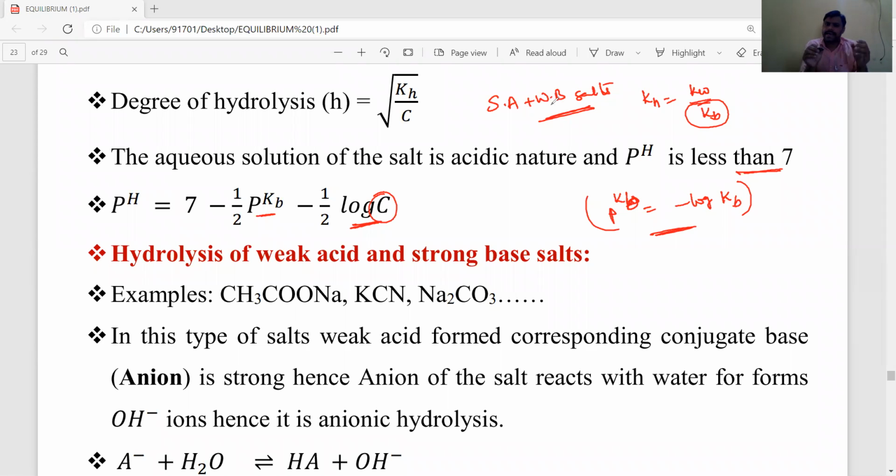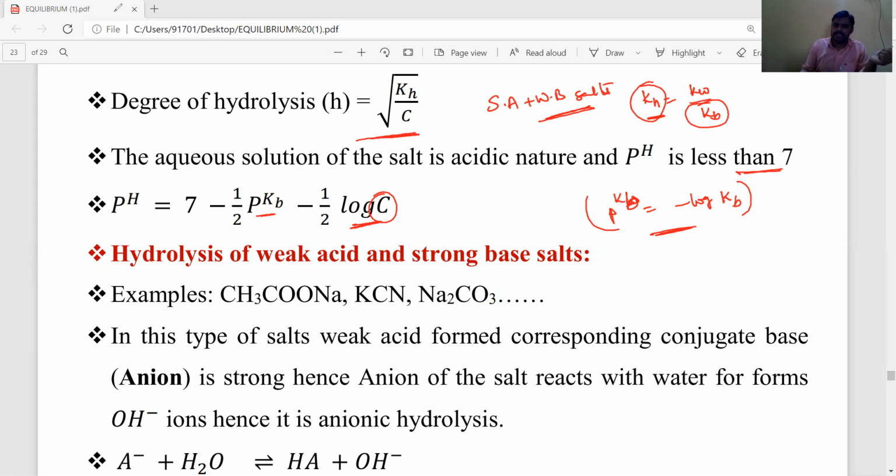In examination, if they ask you to explain the strong acid, weak base salt hydrolysis, you just have to write what kind of hydrolysis will take place, and write the equilibrium constant or hydrolysis constant Kh formula. Just writing the degree of hydrolysis h formula also is enough. No need to write these pH formulas and all.